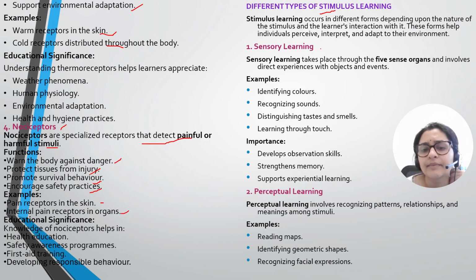First, sensory learning. It takes place through the five sense organs. Identifying colors, recognizing sounds, distinguishing various tastes and smells, and learning through touch. Then perceptual learning. It involves recognizing patterns and various other meanings among the stimuli. Example, reading maps, identifying geometrical shapes, and recognizing facial expressions. See, all these are perceptual learning, nothing but perception.